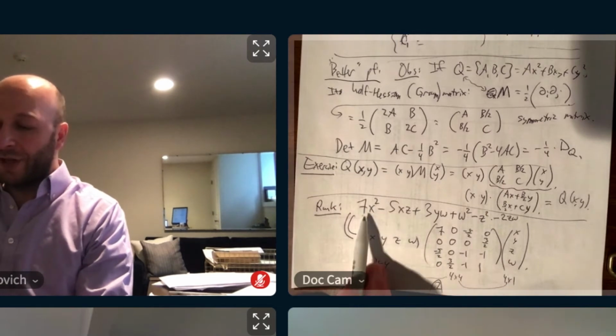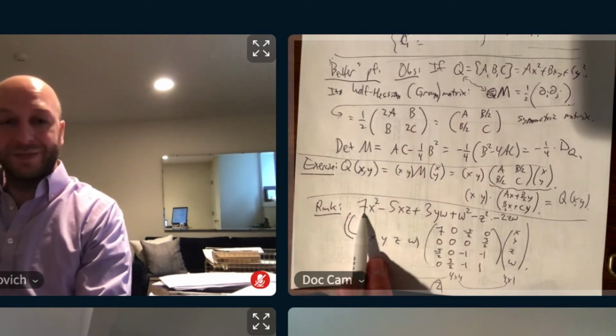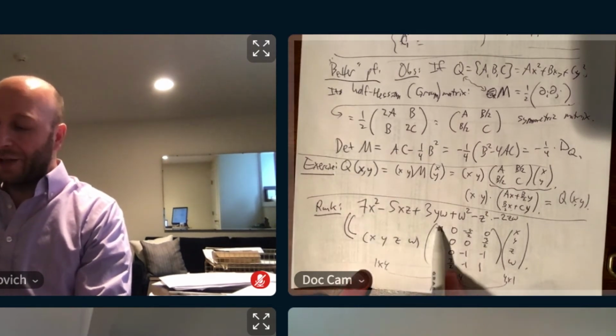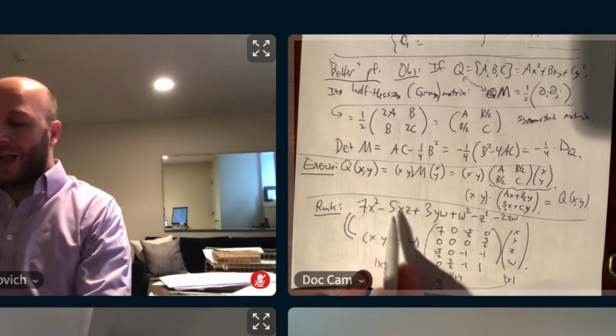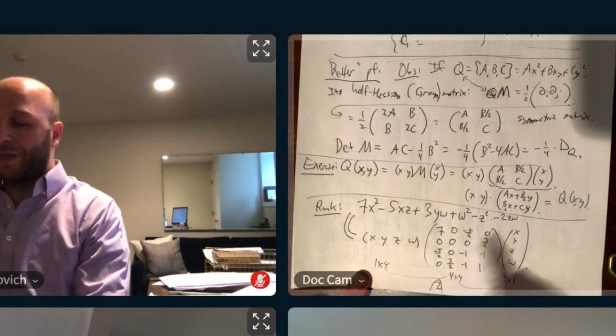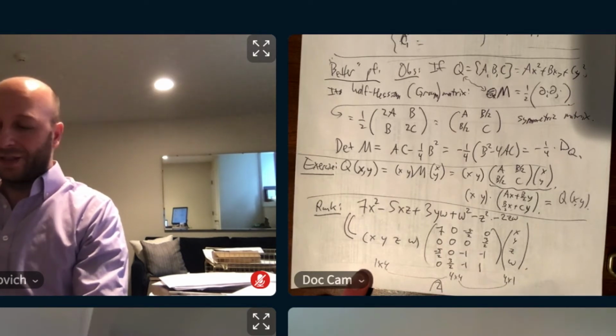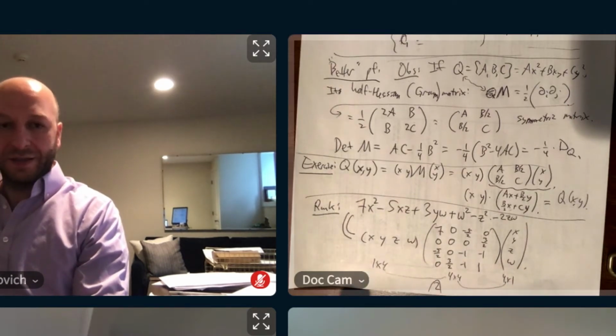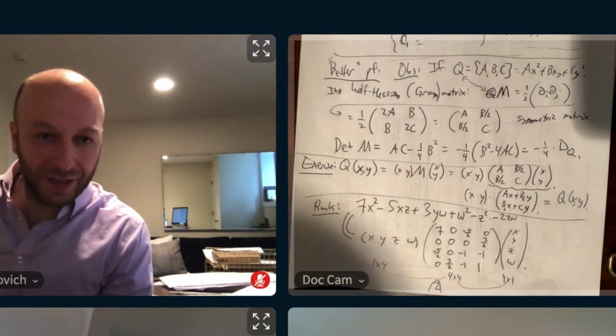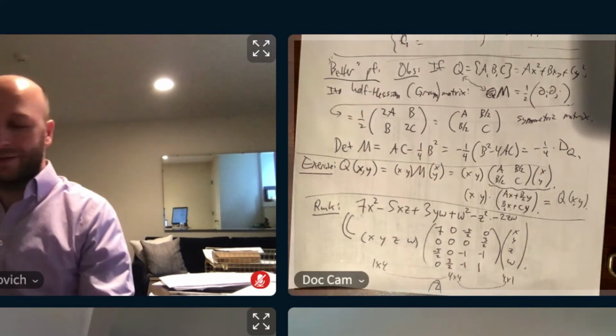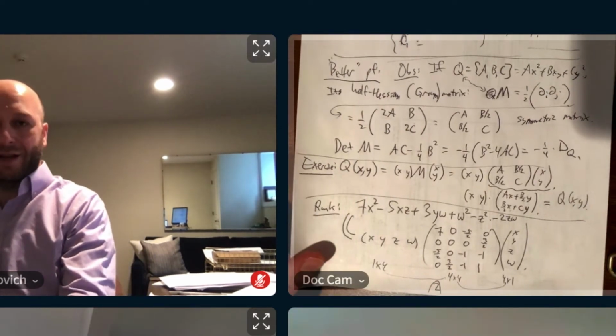Where did the 7 come from? The 7 came from x squared. So the diagonal entries you just literally put in, and the off-diagonal entries you put in with halves, and you put them in 2 places. Sarah, does that make sense? Whoops, Sarah got disconnected. All right, when she comes back, I'll ask that question again.